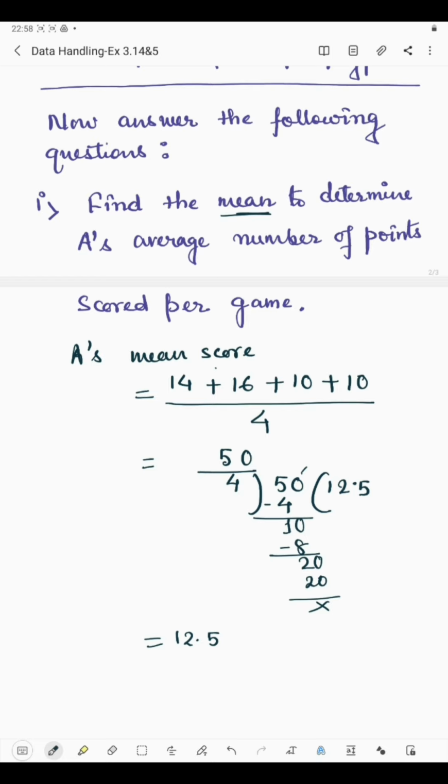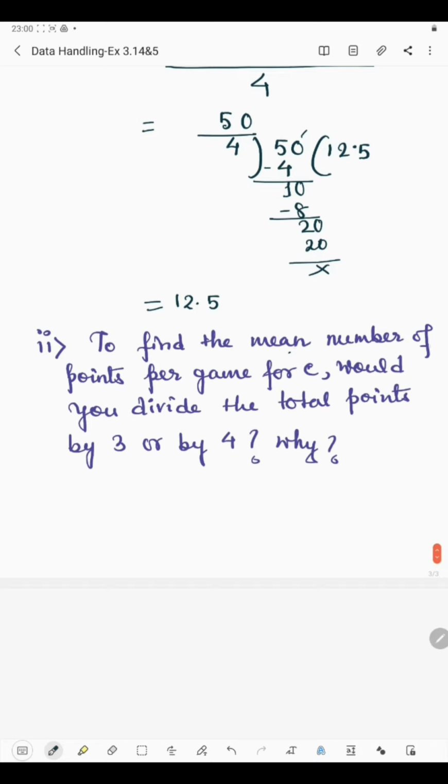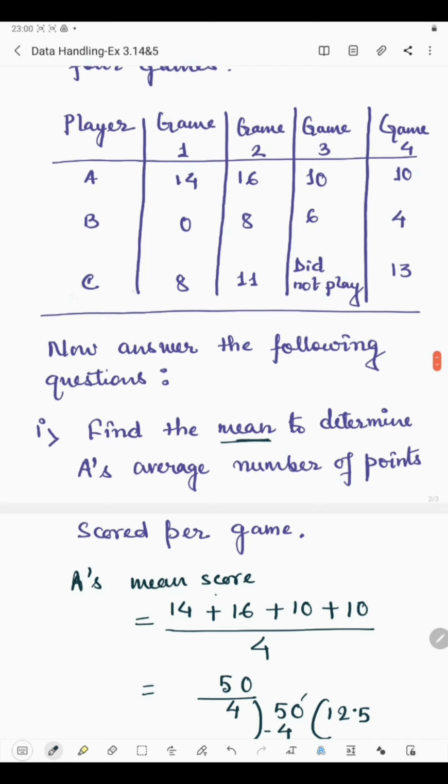Now coming to the next part. In the second part we have to find the mean number of points per game for C. Would you divide the total points by 3 or by 4, and why? Now see here, player C played the first game and he scored 8, and in the second game he scored 11.